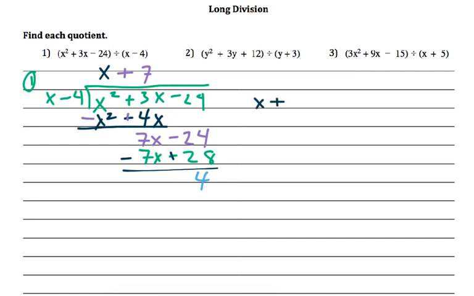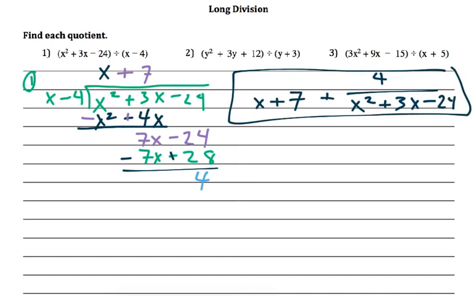which is x plus 7, but I also have a little bit of a remainder left over, which is this 4. And I'm going to add that 4 onto the end, but it would be in the numerator, because I still have not divided that 4 by x minus 4. So that's the first problem of long division of these 3 that we're going to do, and we're dealing with polynomials here, so it's a little bit more intense than some of the long division you're used to.